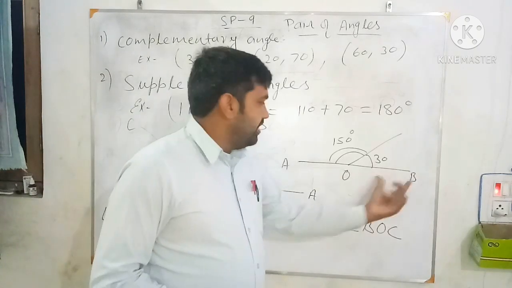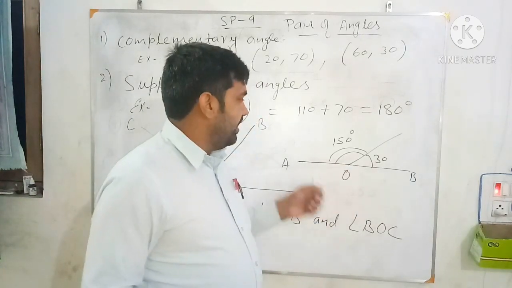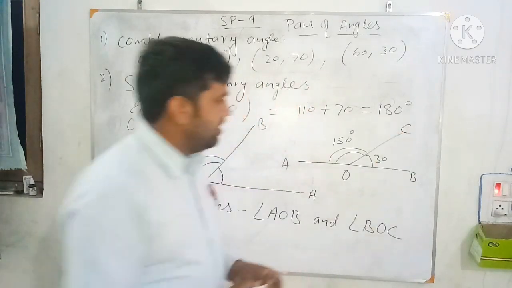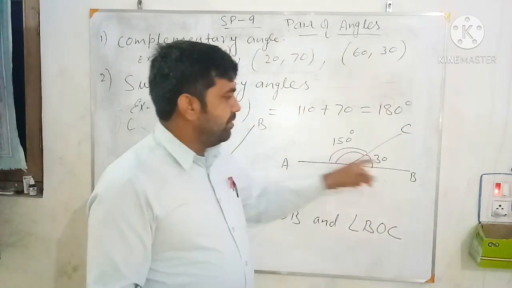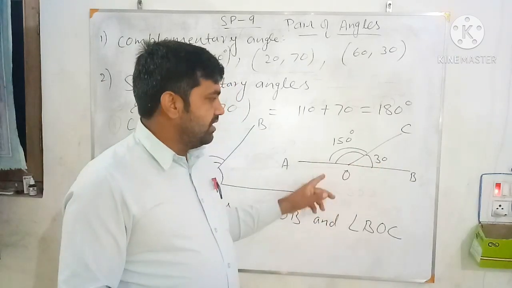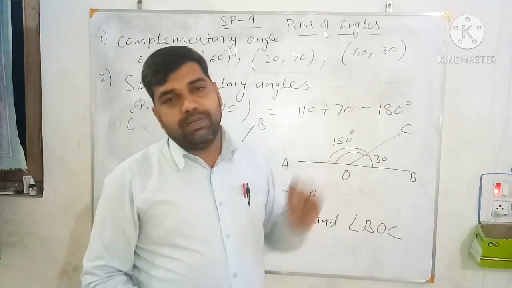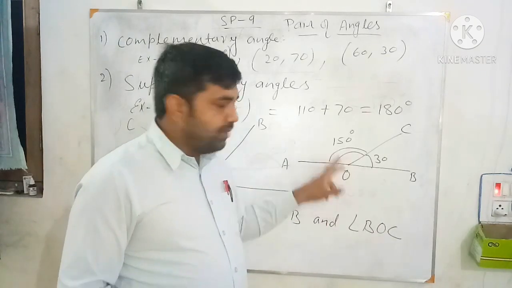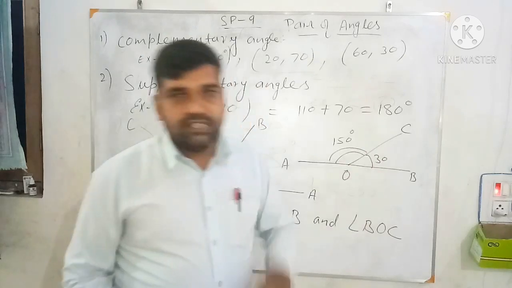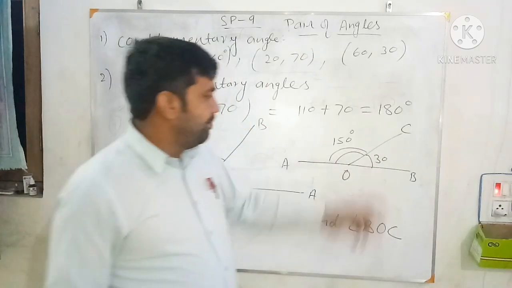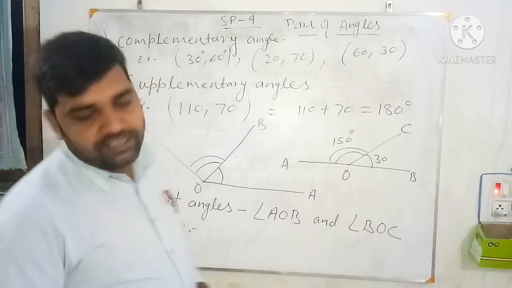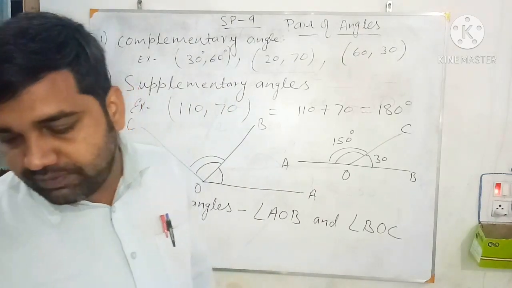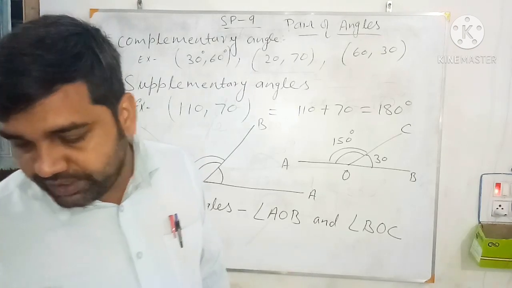Here on the straight line AB, we constructed two angles. One is angle AOC and the other is angle BOC. And the sum of these two angles, you can see, 150 plus 30 is 180. So the sum of a linear pair is always supplementary. So if the sum of two angles is supplementary, that is 180 degrees, we can say it is a linear pair. Angles made on a straight line are called a linear pair, and their sum is always 180 degrees.